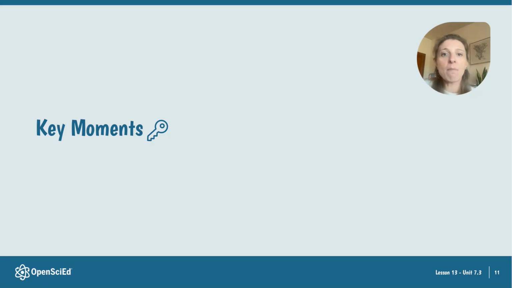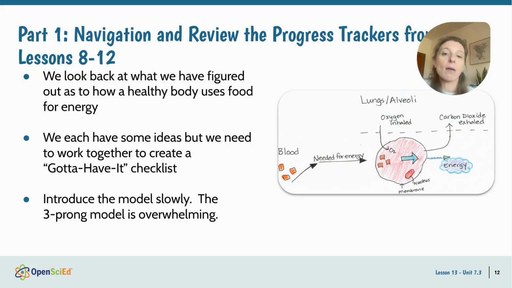Let's take a look at some key moments to help us get through this lesson a little bit more manageably. Key moment 1 comes in part 1, day 1, where we facilitate the checklist. You're going to start day 1 by creating a gotta have it checklist as a class. My big tip here is focus your students on their progress trackers. Have them look back at lessons 8 through 12.